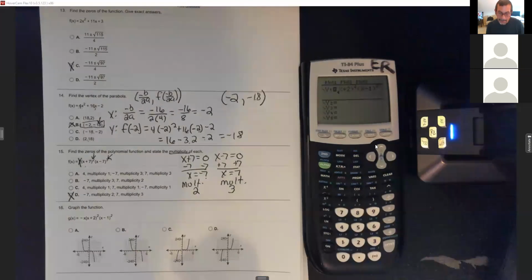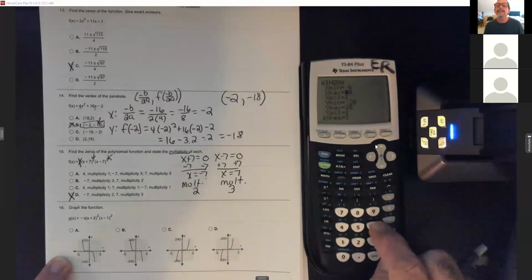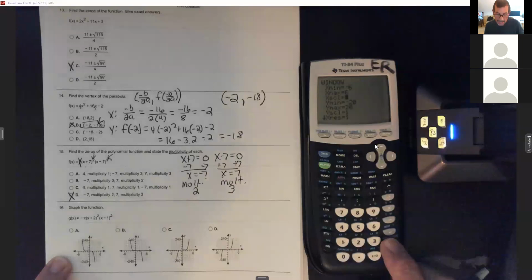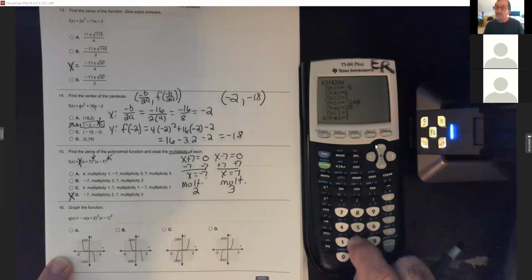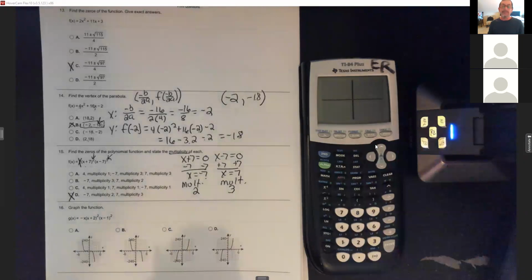All right, now look, this goes from -6 to 6 and -240 to 240. So for the x's, I'm going to hit my window, go from -6, enter, +6. Then I'm going to enter until I get my y's. I'm going to do -240, enter, +240. Now when I hit graph, I will get one of those 4 pictures. So see, it looks like it comes down and then goes to the right.